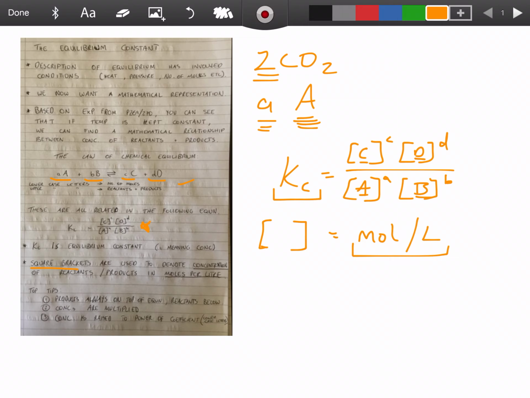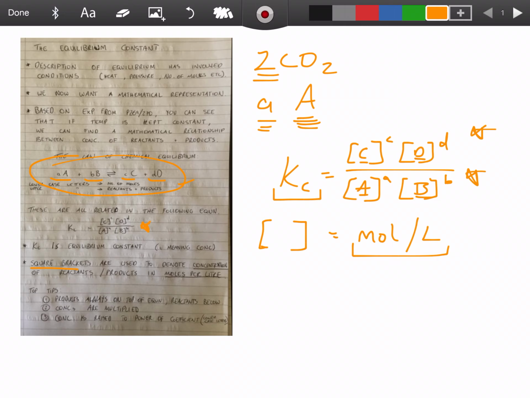So our tips for using this, as I've written here: 1, the products are always on the top. If you look at an equation like I have written out here, aA + bB ⇌ cC + dD, C and D are the products. So they're the ones on the top of the equation. The reactants are the ones underneath. So the ones on the right go on top, the ones on the left go underneath.